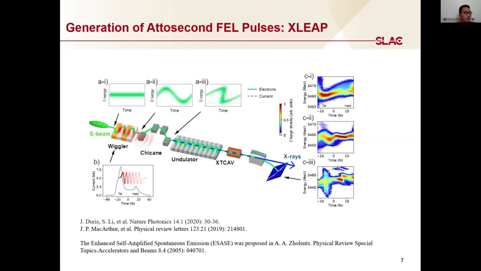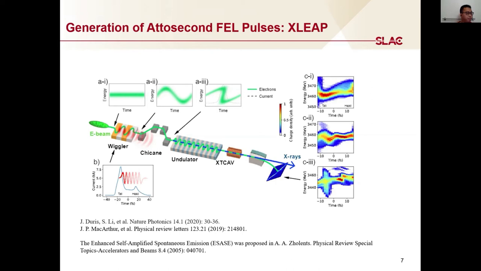From C1 to C3, which shows that without a wiggler or chicane, the phase space is relatively flat. With only the wiggler inserted, an energy modulation is applied. And with both the wiggler in and the chicane on, the phase space gets rotated, and a sharp current spike with a large energy chirp is produced. By matching the undulator taper to the electron beam chirp, soft X-ray attosecond FEL pulses with hundreds of gigawatts can be generated.